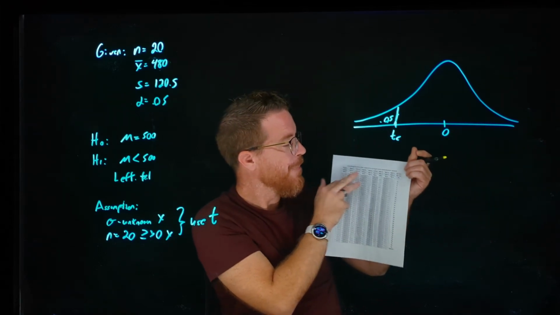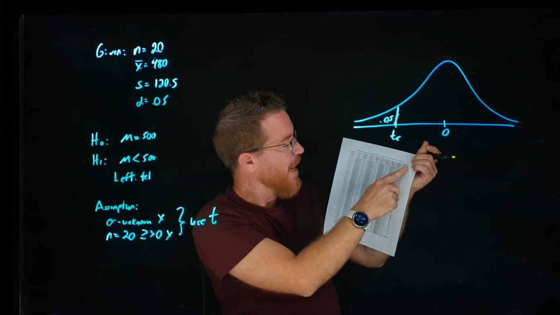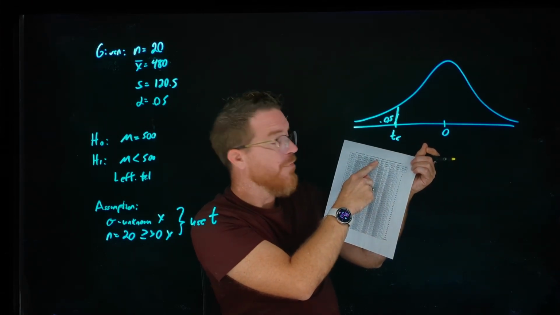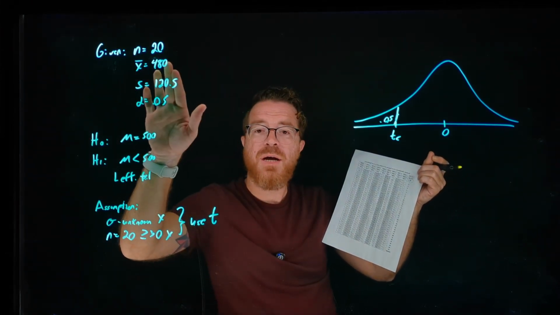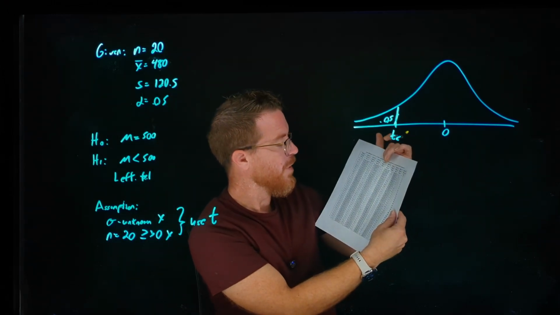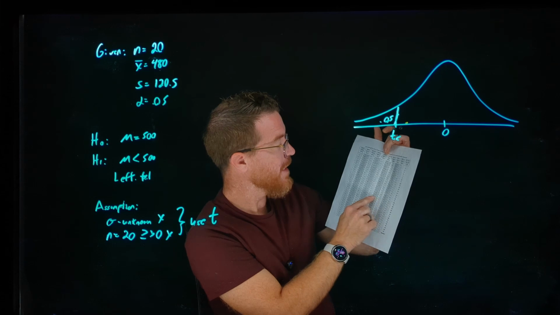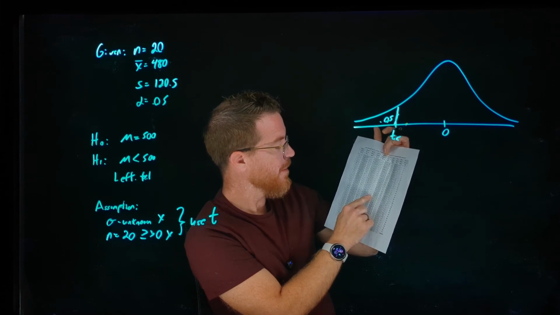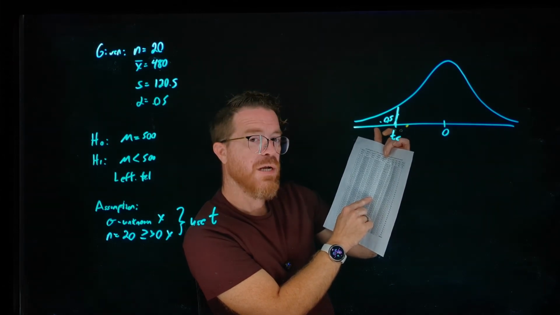So we're going to go to the top, and we have a one-tail test. We have an alpha of 0.05. We have degrees of freedom of 19 because it's 20 minus 1. So we go to 0.05, degrees of freedom of 19, and we get 1.7291.